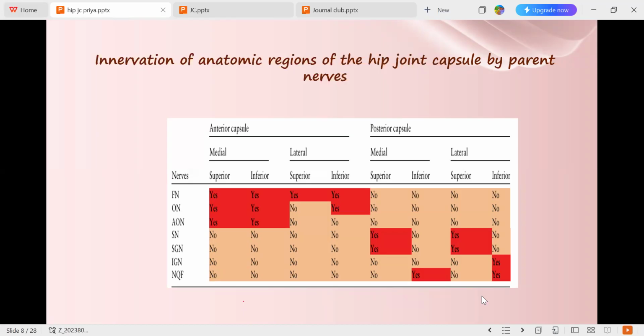Out of all the anterior capsular branches, compared to the femoral nerve, the frequency of supply of branches to the anterior capsule from the obturator nerve is more than the femoral nerve. But when coming to the posterior capsule, the nerve to quadratus femoris provides a more consistent nerve supply than all other nerves, and with less frequency, the inferior gluteal nerve, which is less than 10%.